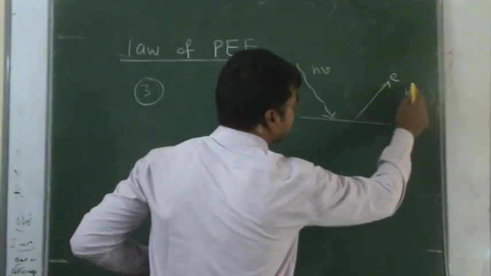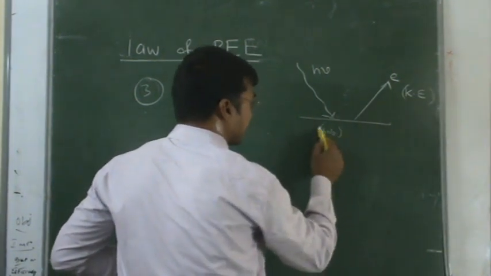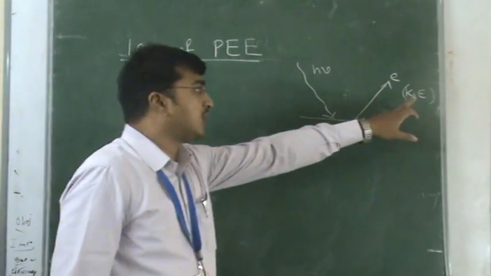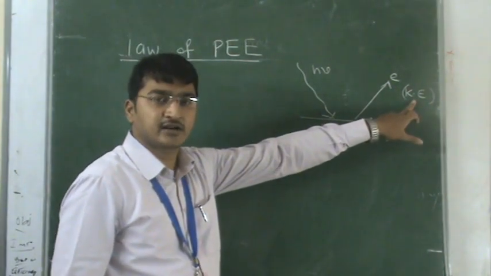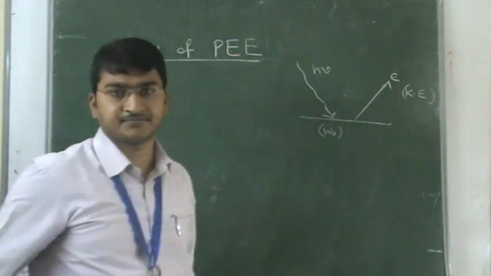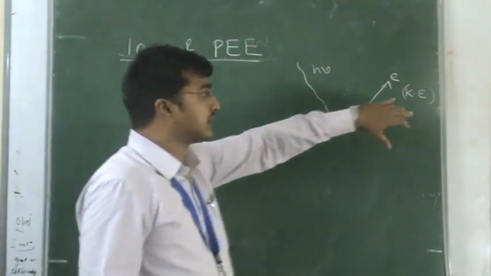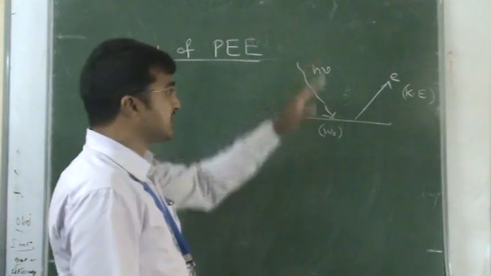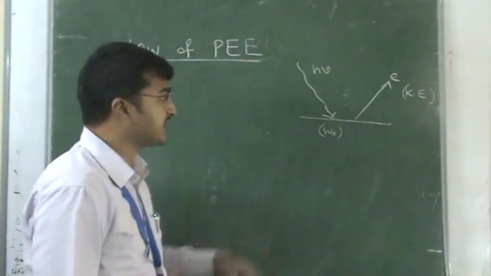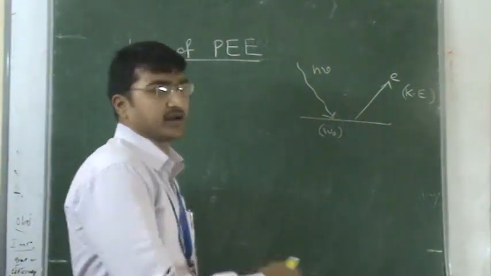With kinetic energy. So here is the work function. Now, this kinetic energy of the electron depends upon what factors? How can we change this kinetic energy? By changing the light, or by changing the metal surface, or by changing any other factors?